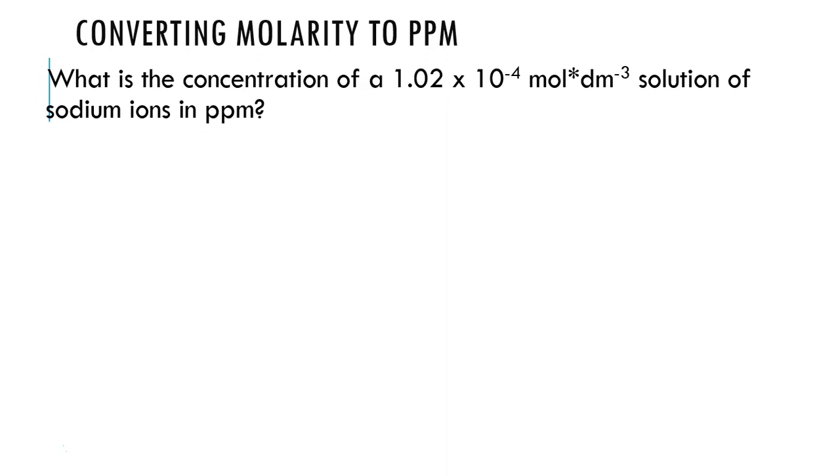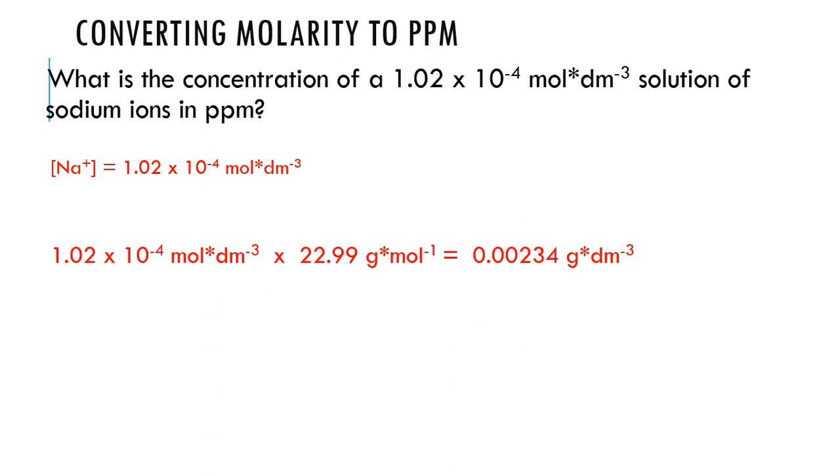It wants to know what the concentration of a sodium ion solution is in parts per million if the concentration of that solution is 1.02 times 10 to the negative 4th moles per liter. Alright, so we know that the concentration of sodium is 1.02 times 10 to the negative 4th moles per liter. To get parts per million, we want milligrams of solute over liters of solution. Since the volume is already in liters, all we have to do is convert moles into milligrams. So the first thing I'll do is convert moles into grams by multiplying by the molar mass, and then convert grams into milligrams by multiplying by 1,000, and I get 2.34 parts per million.